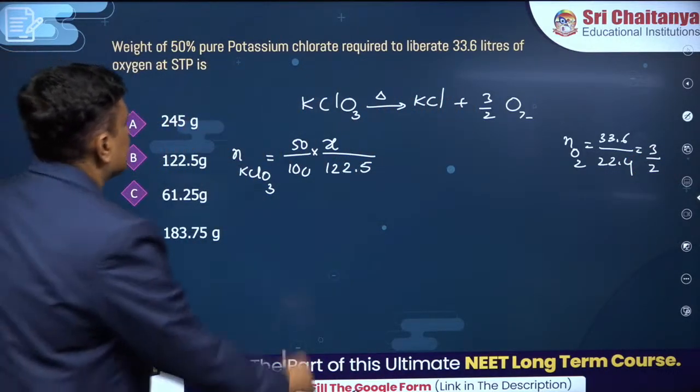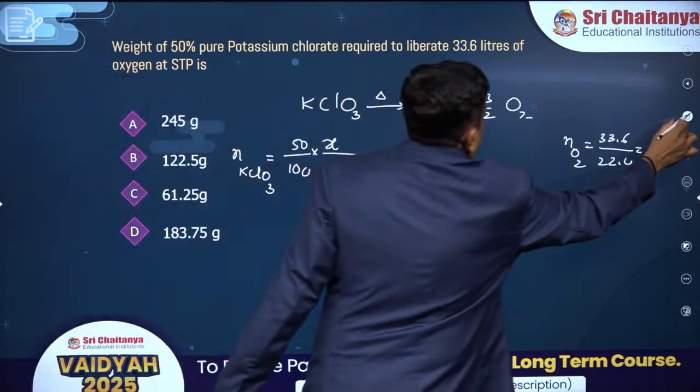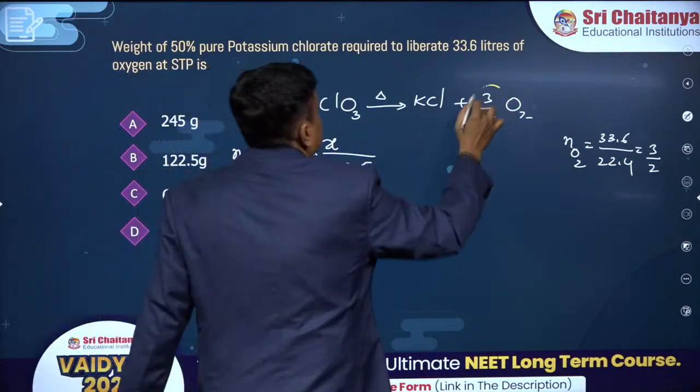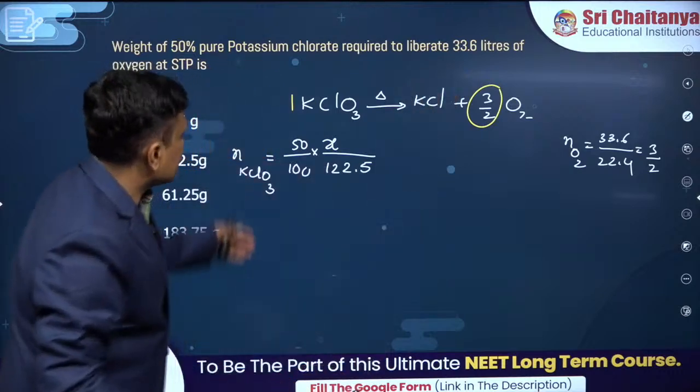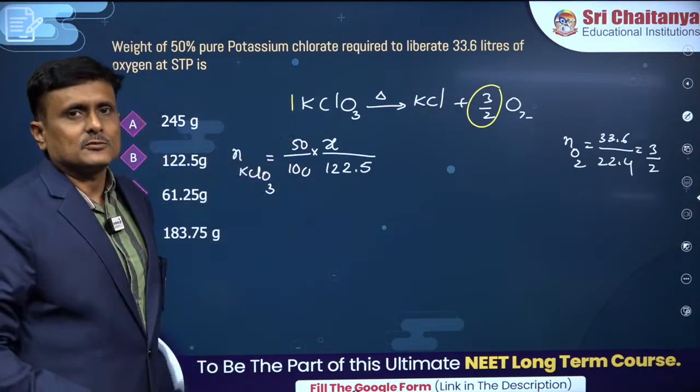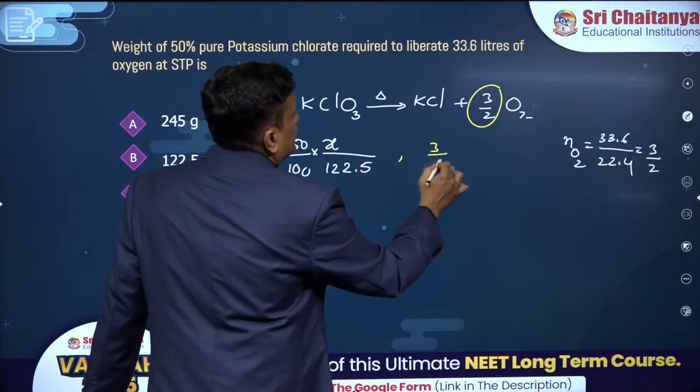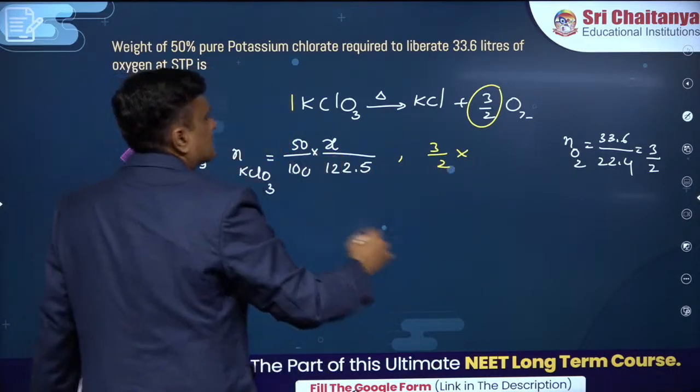Now we can see, how would I get to this? 1 mole of KClO3 gives rise to 3/2 mole of oxygen. If these are the number of moles of KClO3, the number of moles of oxygen would be 3/2 times of this whole stuff.